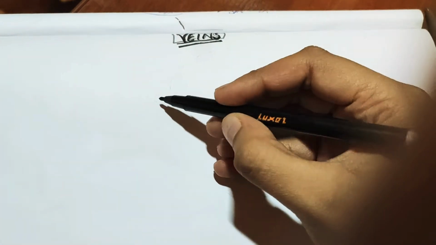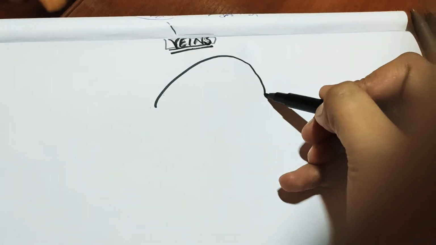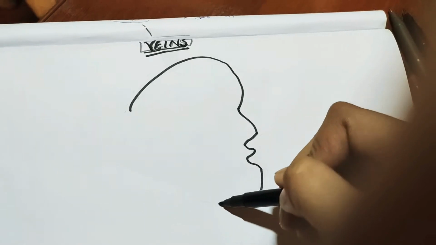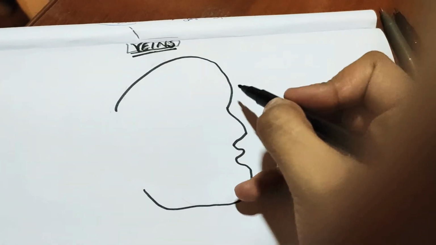Today let's talk about veins of head and neck. So I'm making the skull, like the face part. Okay.